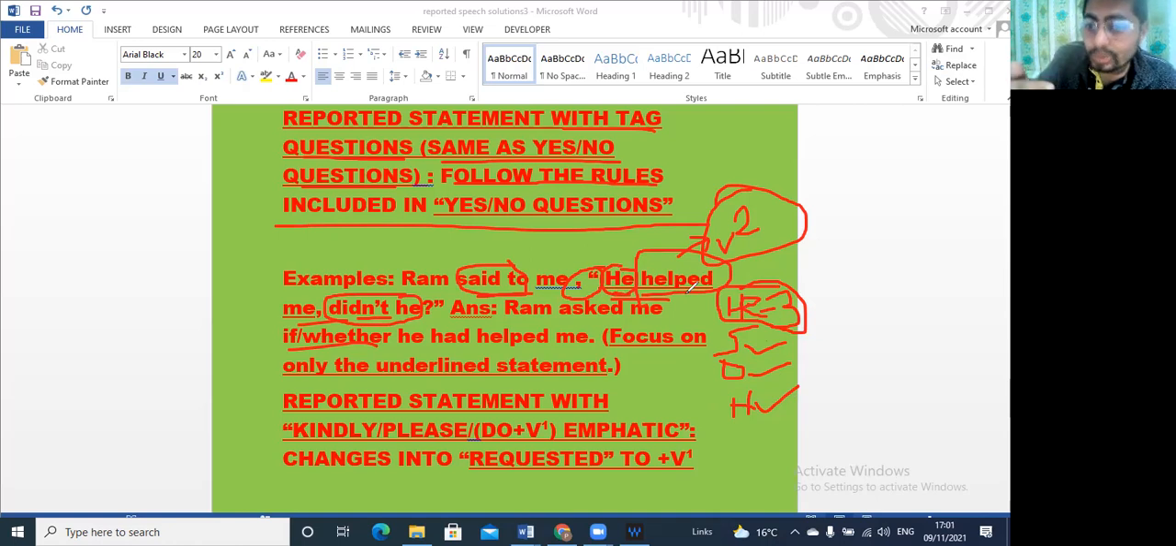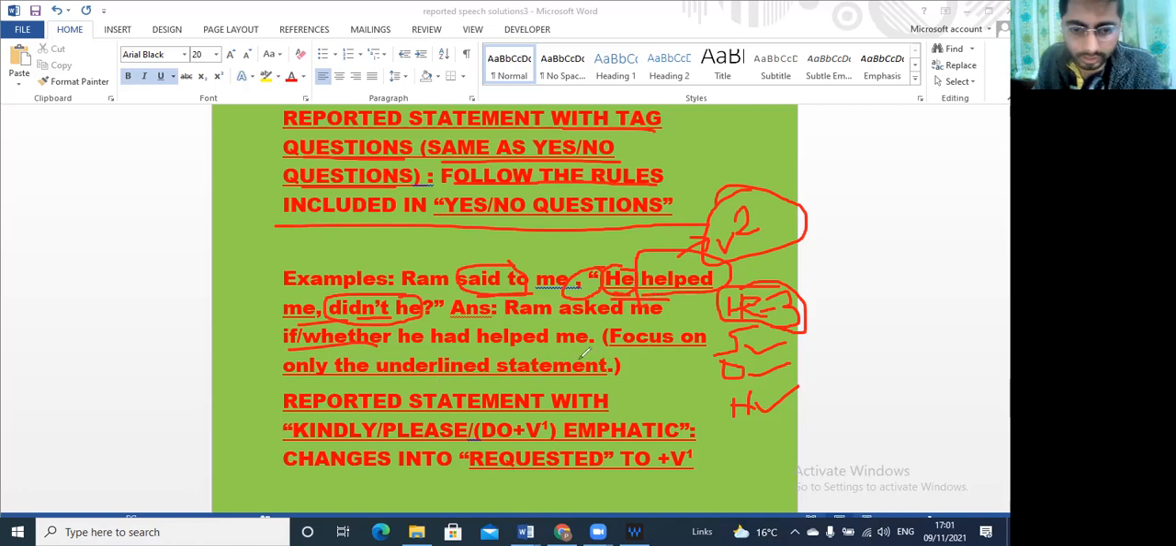Helped is verb 2. Verb 2 is changed into had plus verb 3. What is verb 3 of helped? Helped. Okay. Verb 1 help. Verb 2 helped, ed. Verb 3 helped, ed. Verb 4 helping, ing. Verb 5 helps, s. Okay. So Ram asked me if or whether he had helped me. He had helped me. Okay, focus on the underlined statement.